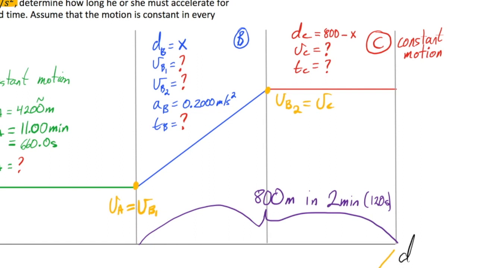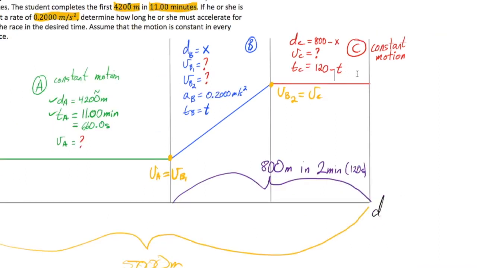We can also do the same thing for time. The time for section B is going to be part of the 2 minutes, and the remaining part is going to be for section C. So let's say the time in B is equal to T, and let's say the time in C is going to be 120 minus T. Okay, so we're getting rid of a bunch of these question marks here. The next thing we're going to do is actually start solving some things mathematically.